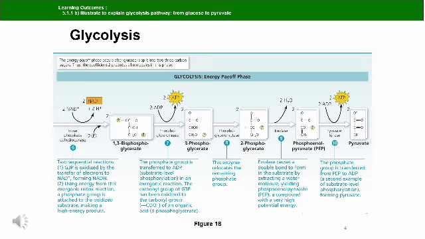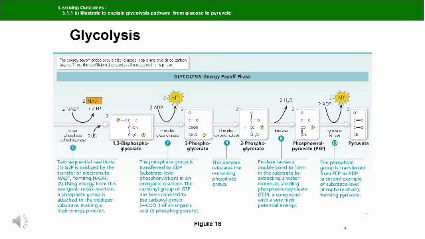Phase 2. Energy payoff phase. Conversion of two molecules of glyceraldehyde 3-phosphate into two molecules of pyruvate (3C). Involves step 6 to step 10. Step 6. Oxidation and phosphorylation.